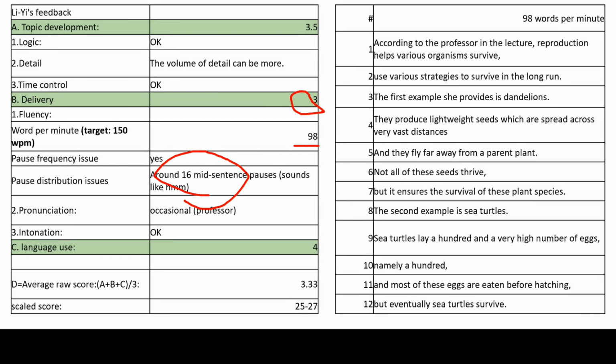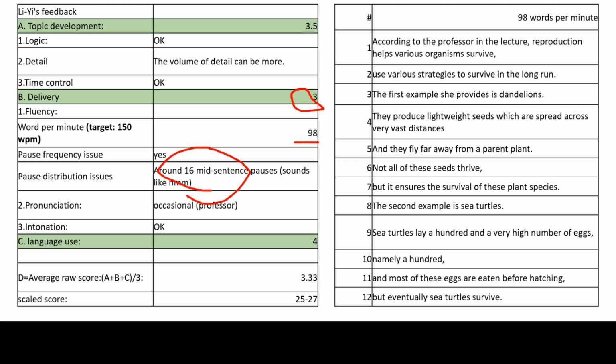Let's count together. According to the professor in the lecture, reproduction helps various organisms use various strategies to survive in the long run. The first example she provides is dandelions. They produce lightweight seeds which are spread across very vast distances, and they move far away. They fly far away from a parent plant. So not all of these seeds thrive, but it ensures the survival of these plant species.